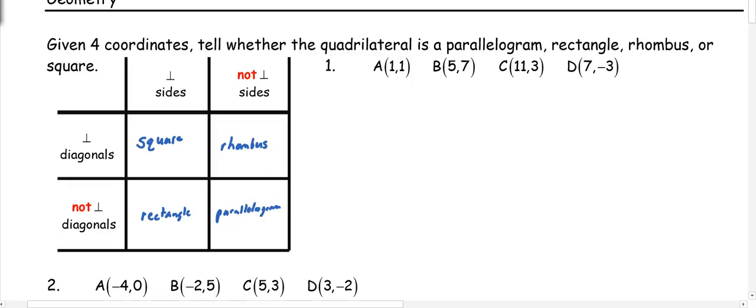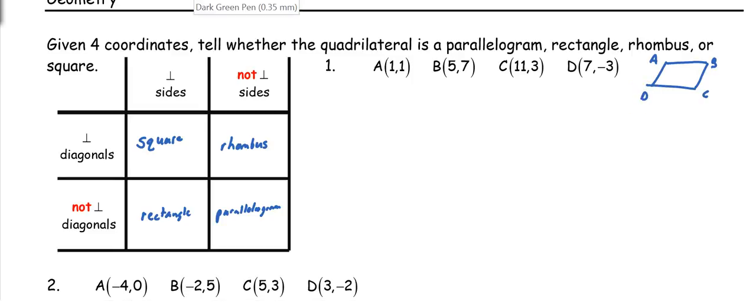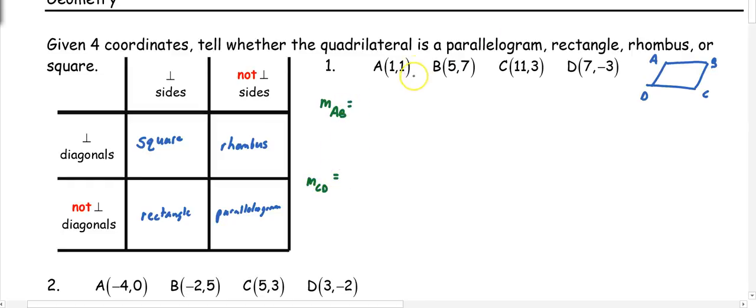So in number 1, we have the quadrilateral ABCD. We need to find the slope of the sides and then the slope of the diagonals. The two opposite sides that we're going to find the slope of first are AB and CD. We need to show that at least they are parallel. When we find the slope, remember it's y2 minus y1 over x2 minus x1.